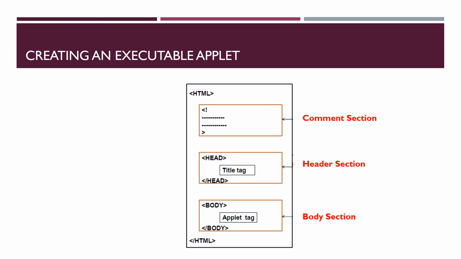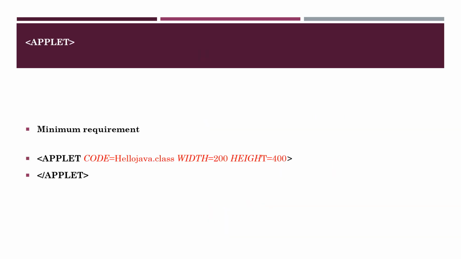For creating an executable applet, the designing of a web page using HTML is divided into three major sections: comment, header and body section. The comment and header sections are completely optional. In the body section, we incorporate the applet tag. And the minimum requirement of applet tag attributes is 4.